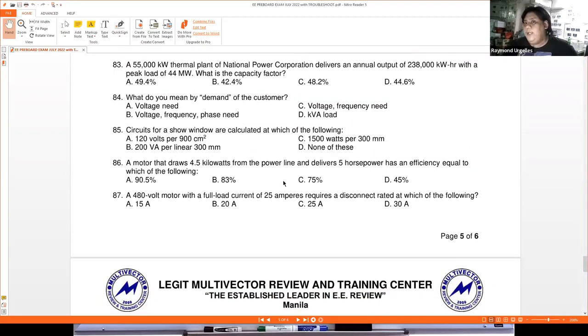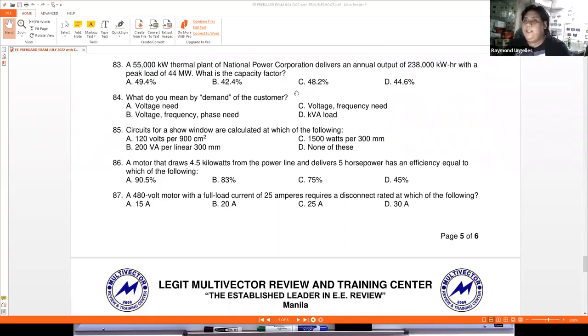Okay? So we have this one. So ito may troubleshoot. This should be 238 million. Okay? So kaya kasi masyadong maliit to, di ba? For a 55,000 kilowatt power plant, this is very small. Okay, kasi for a year kasi annual output yan, di ba? Kasi ito nasa ilang oras lang kaya natin i-produce from 55,000 kilowatt, di ba? So kaya alam natin, troubleshoot to. This should be 238 million.